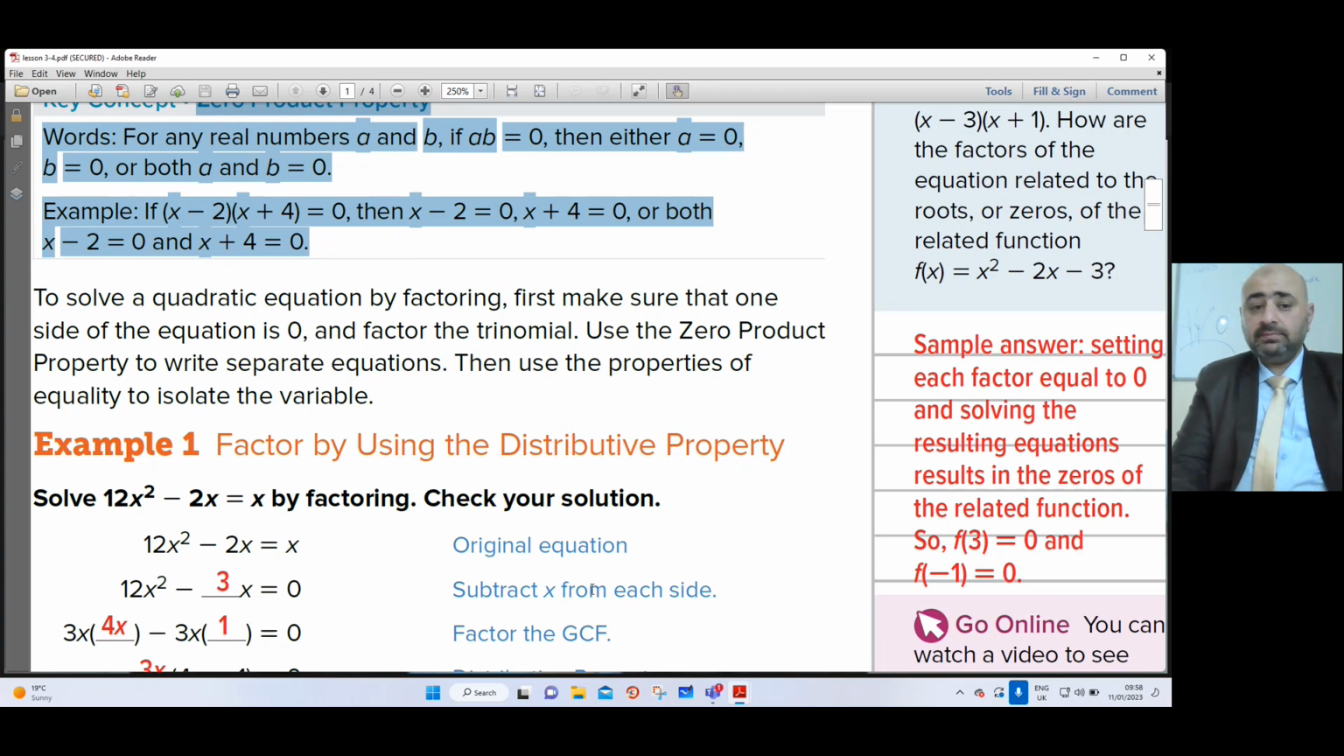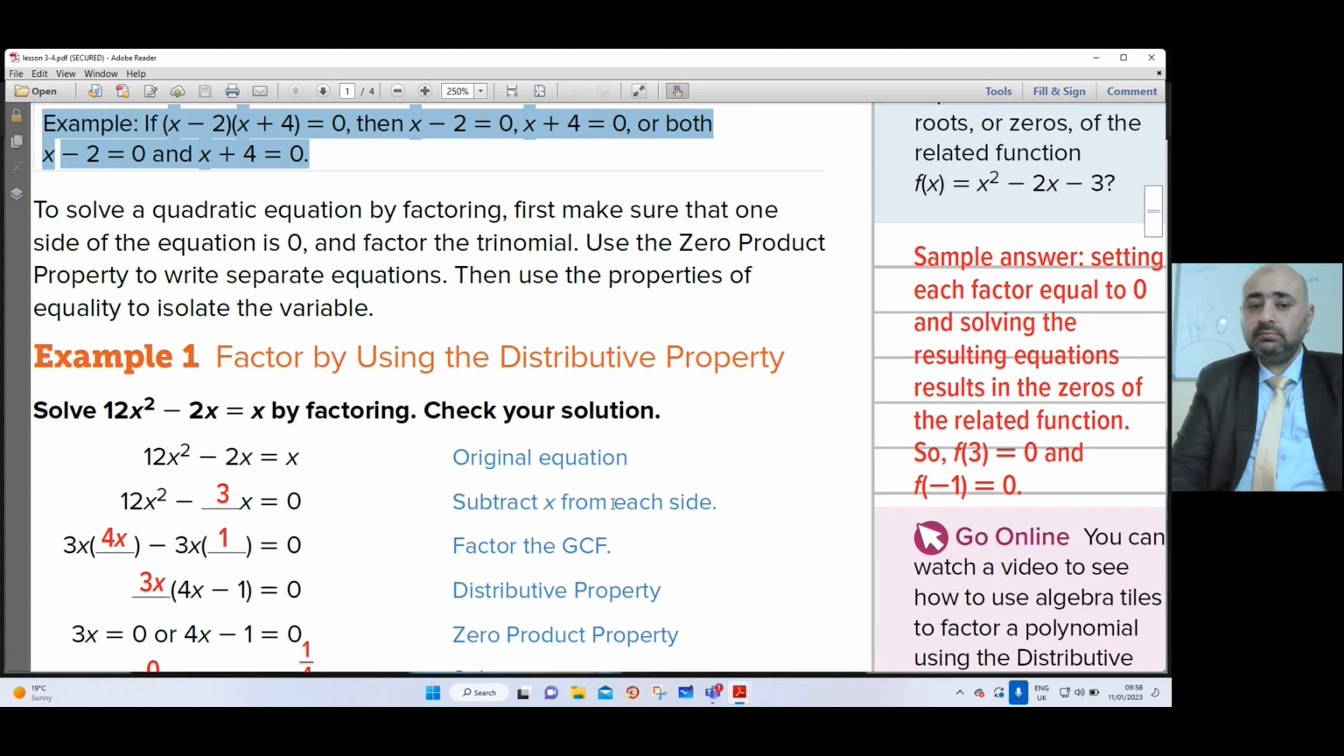Okay, listen to this example. Solve 12x squared minus 2x equals x by factoring. Check your solution. Okay, the first step. We can remove x from this side to make here zero. So you can subtract x from the two sides. So negative 2x and minus x will be minus 3x. And x minus x will be zero.